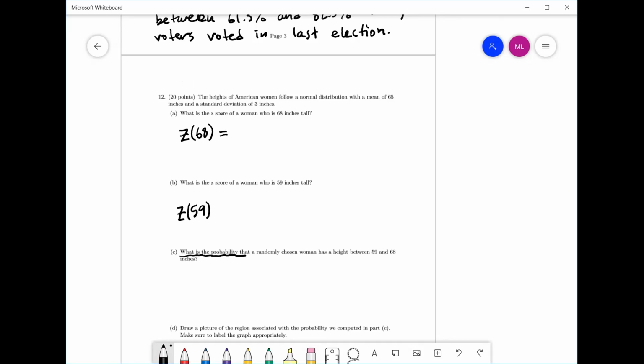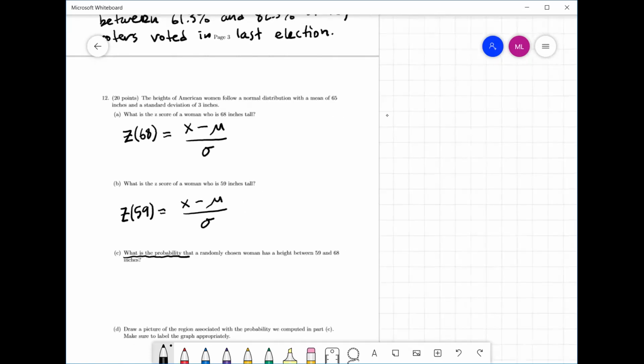But the general idea is we take the value of interest, we subtract off the mean, and we divide by the standard deviation. And again, I'm able to use just sigma for the standard deviation and not sigma over the square root of n, because we're only interested in a single randomly chosen person's height. It's the z-score of a single woman, not of a mean average or anything tricky like that. So in this case, we take the value of interest, which is 68. We subtract off the mean, which is given in the problem up here, which is 65, and divide by the standard deviation, which is 3.